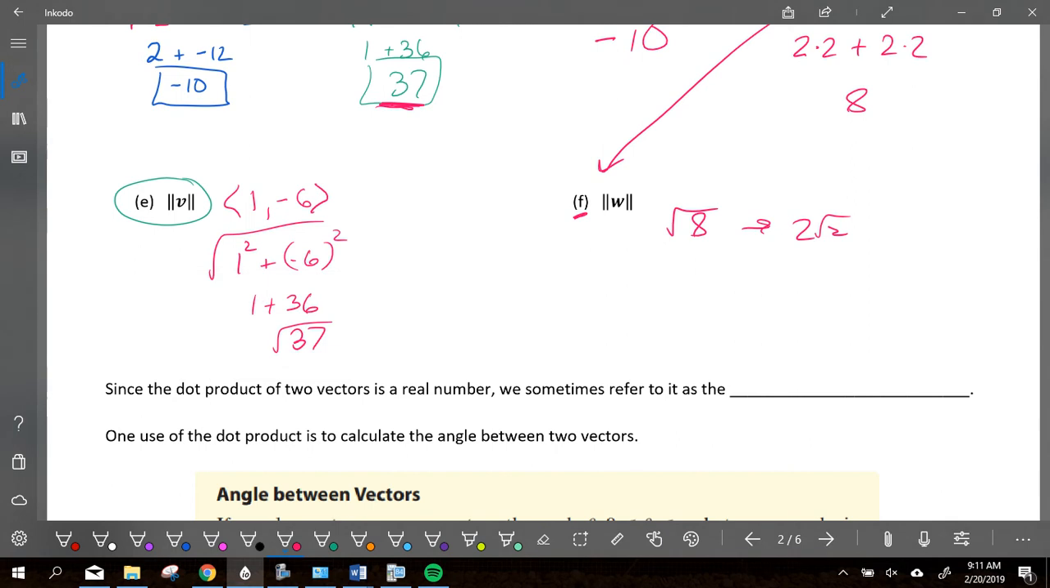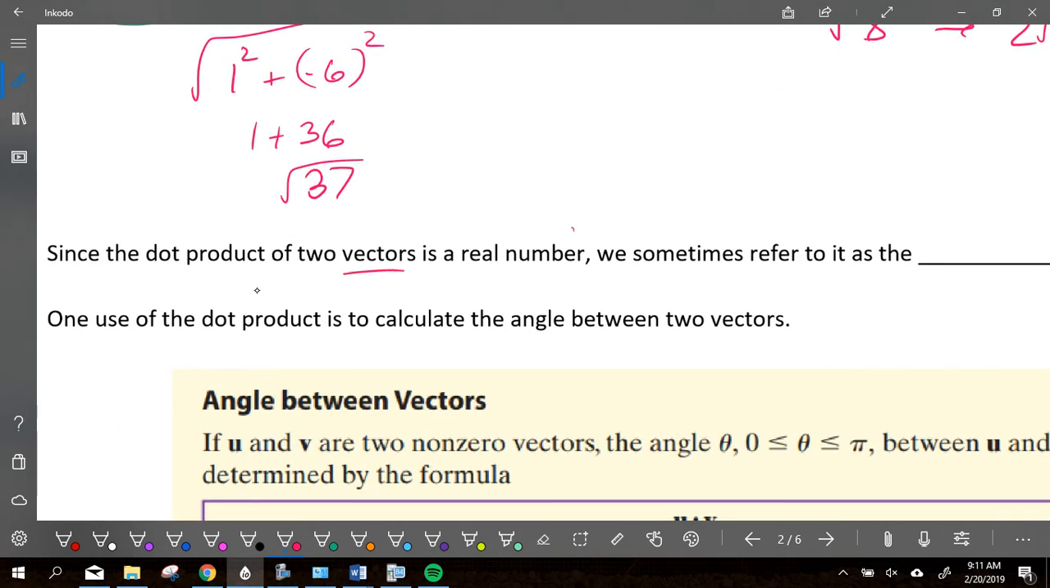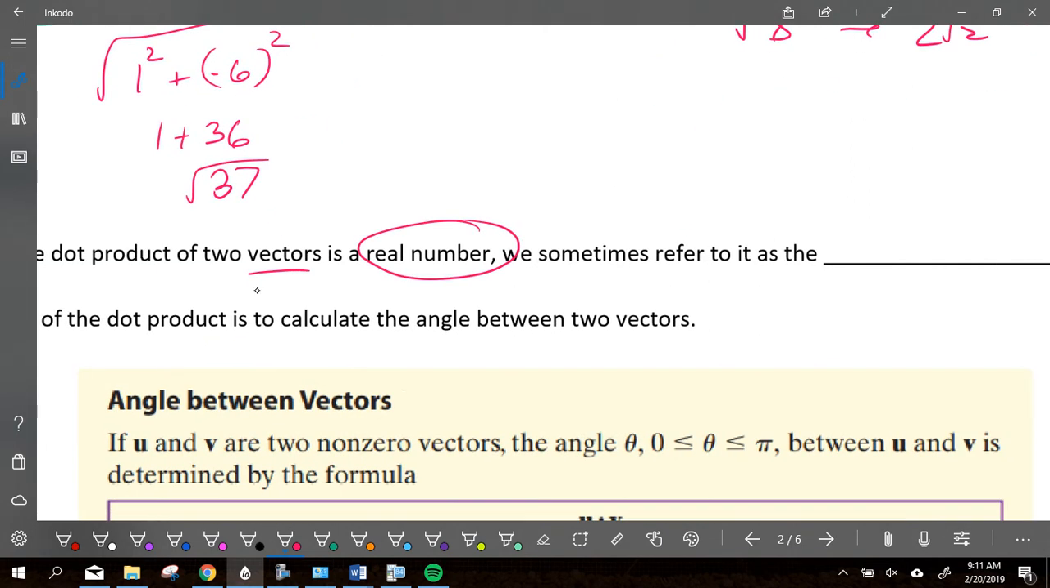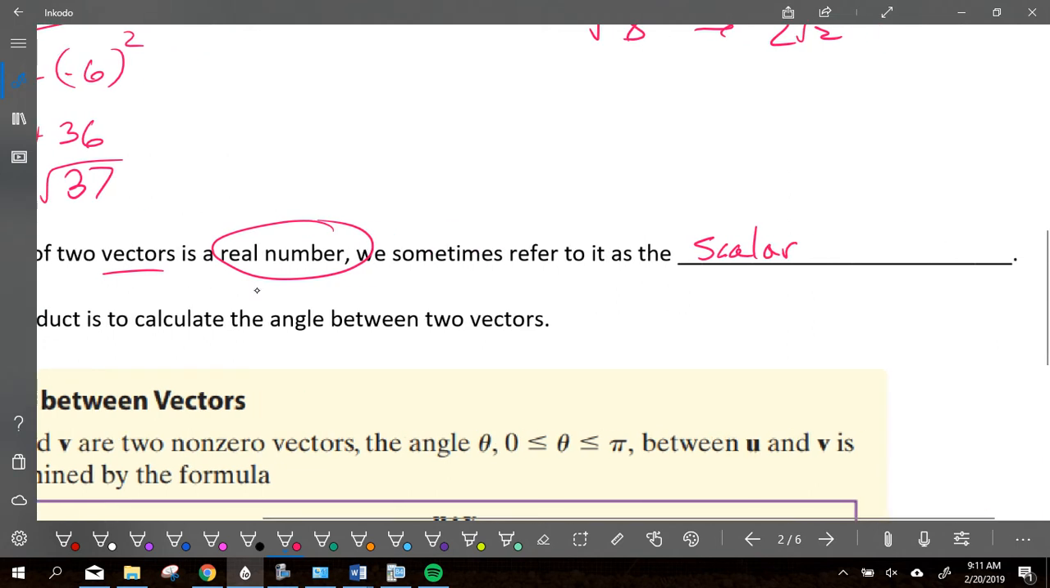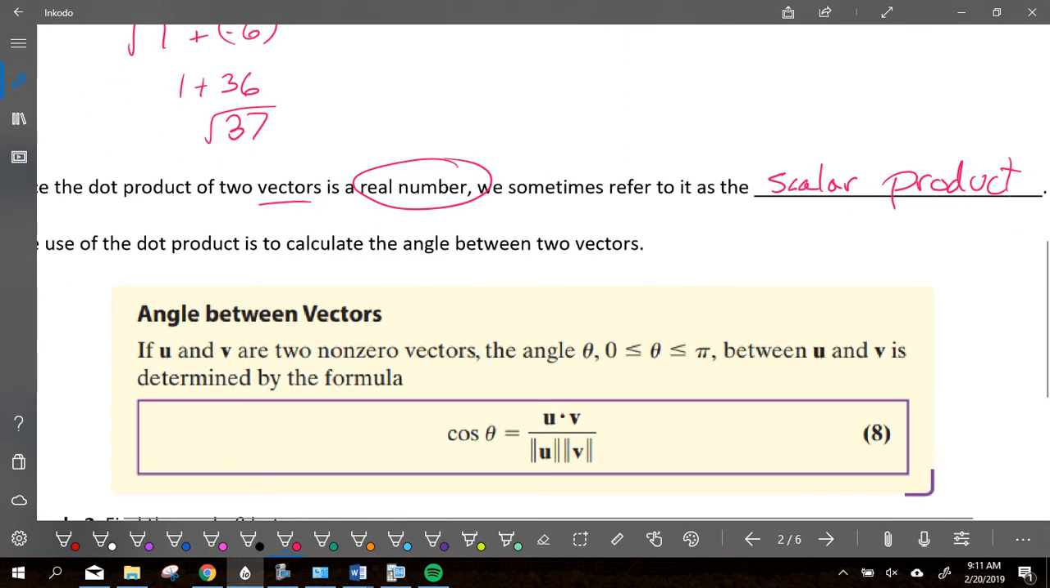And so since the dot product of two vectors is a real number, we sometimes refer to this as a scalar product. Scalar is a fancy word for a real number. Okay, it's just a number. It doesn't have direction, and so it's a little bit different than vectors, but it's just a number that doesn't have a direction with it.